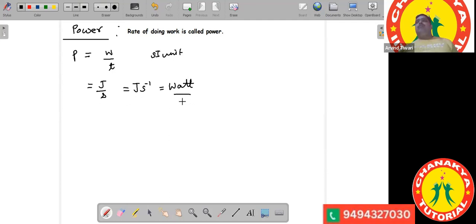Now, what would be 1 watt? When can I say that a substance has a power of 1 watt?